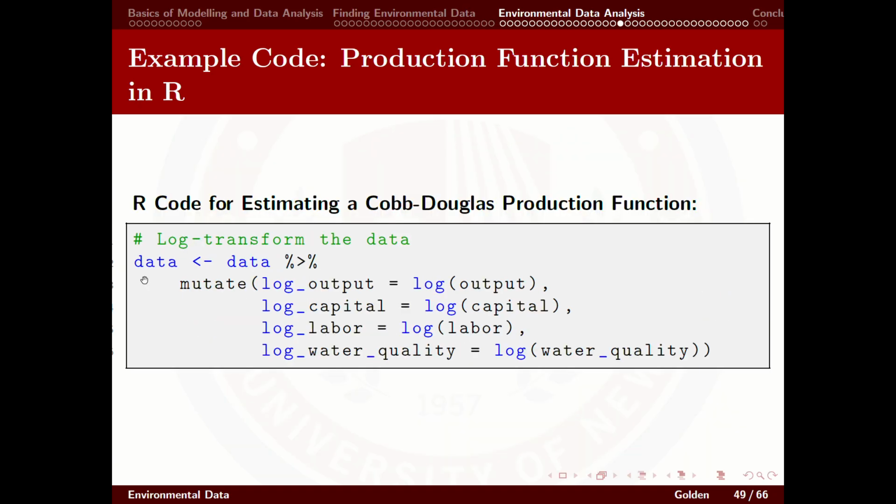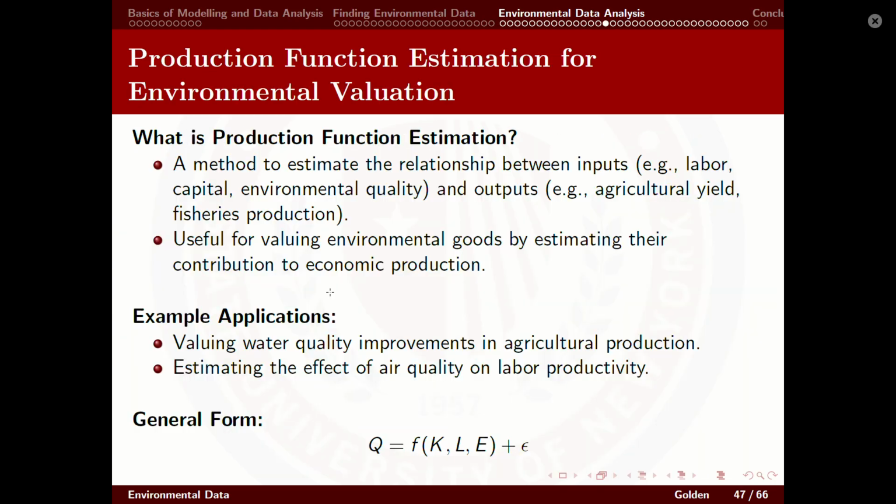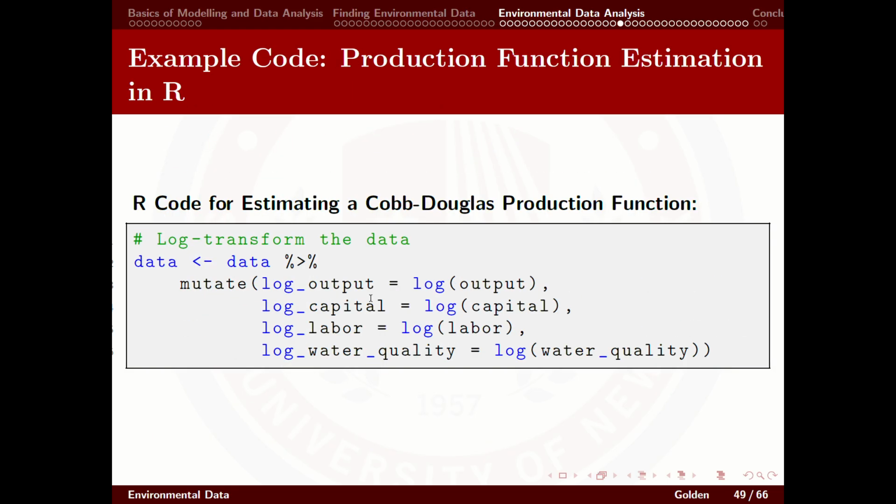So you do a log transformation because, remember, this is a Cobb-Douglas production function, which means that everything's being multiplied. So we take the log of everything so that now we can run what's effectively a linear model. It's technically a log-log model, but it's effectively a linear regression.